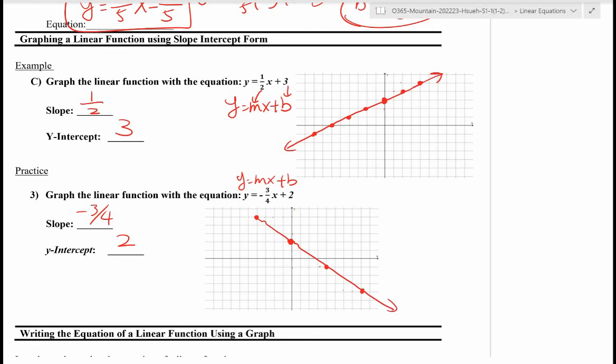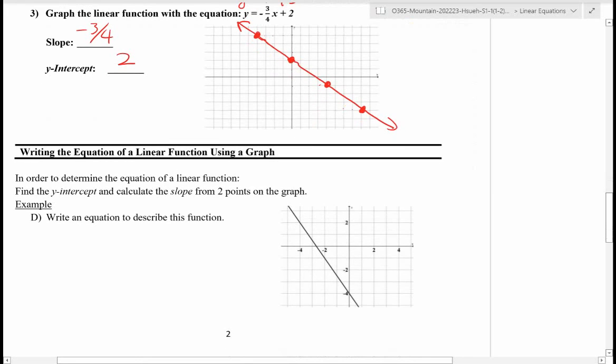Okay, it looks something like this. There we go. Hopefully this is not too difficult, right? You just simply plot the y-intercept and then use the slope to find the next point, and then again use a ruler to join them.